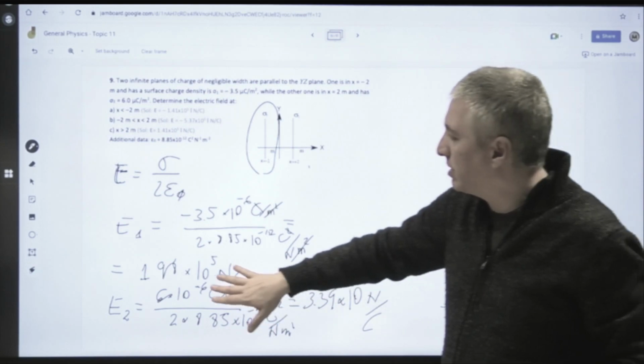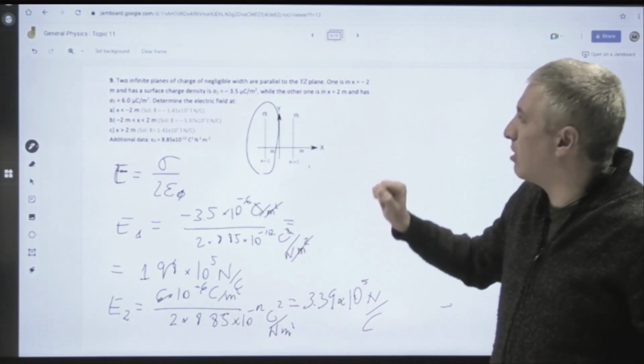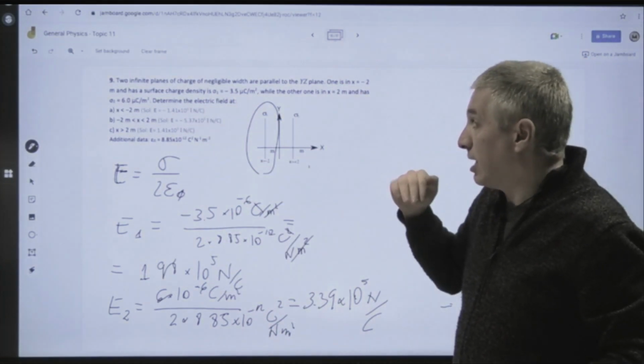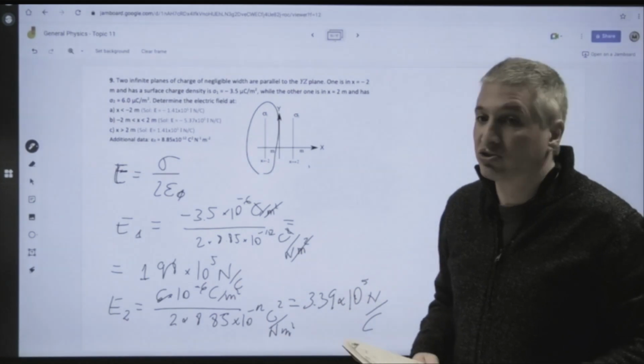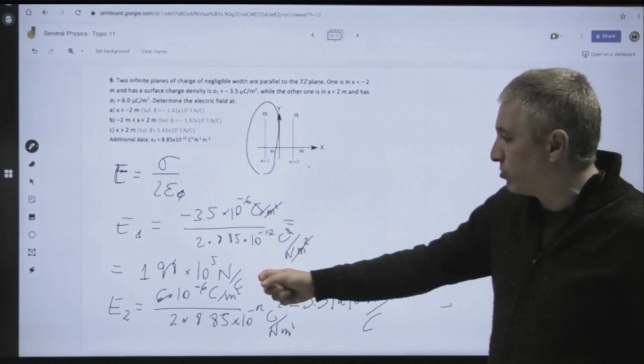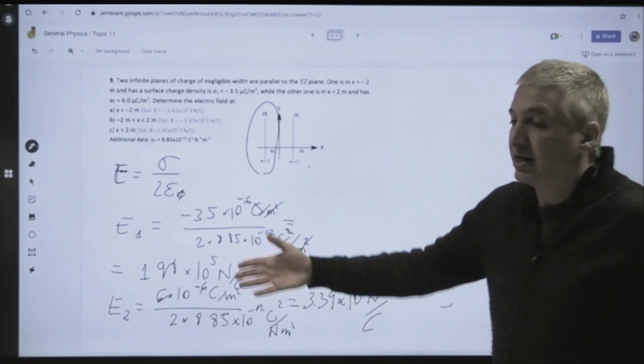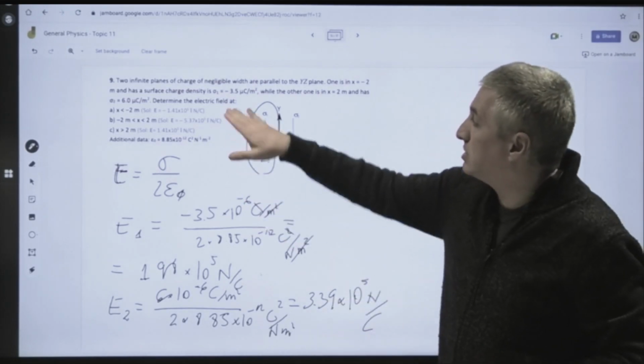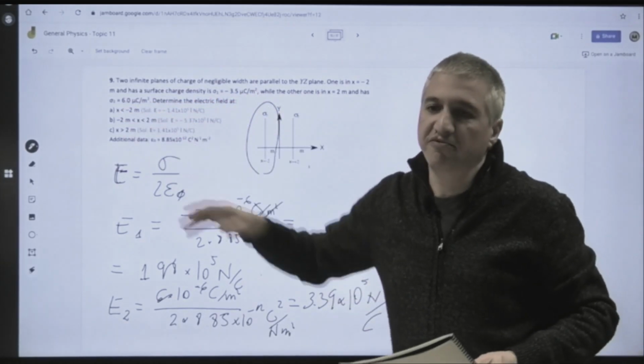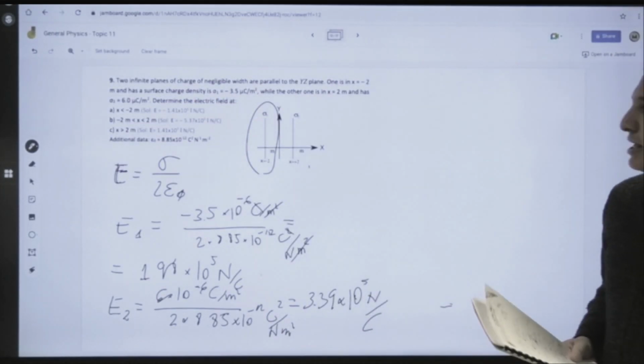Of course, because they are homogeneous, sigma 1 has a smaller charge surface density in absolute value, so the electric field produced is also smaller. It's slightly above half, because this number is slightly above half the positive charge of the second plane.